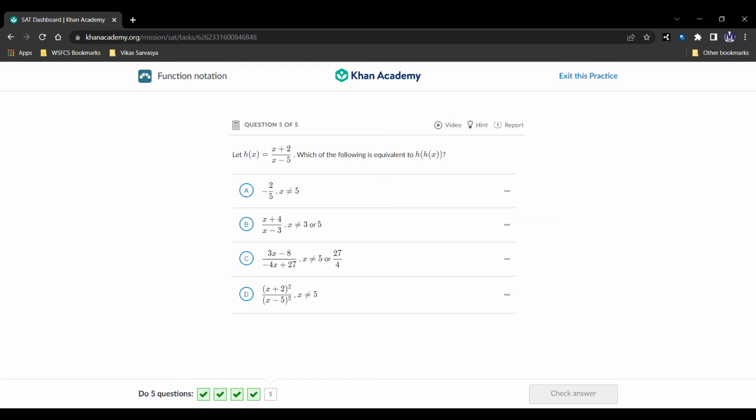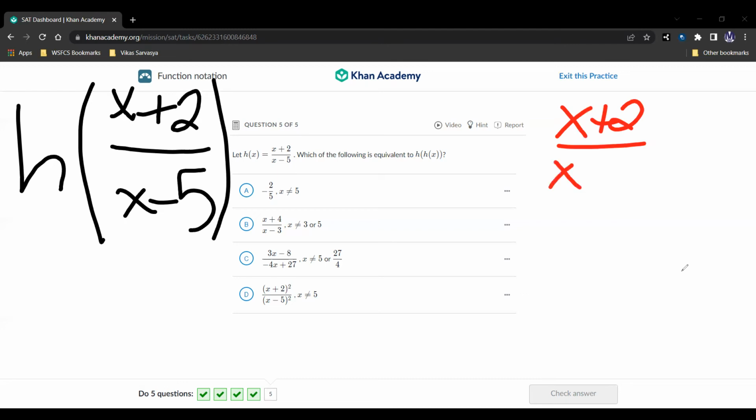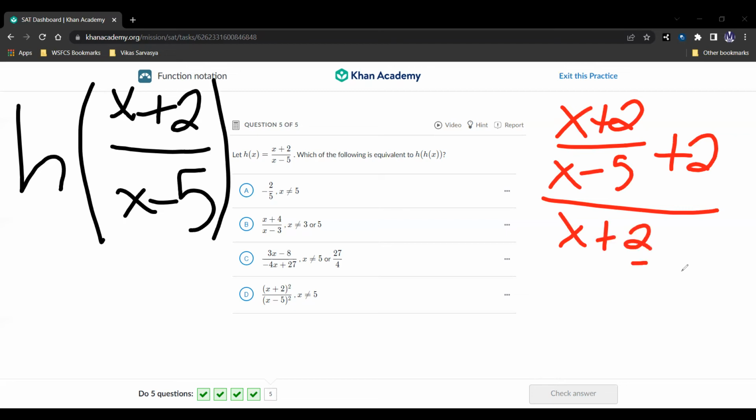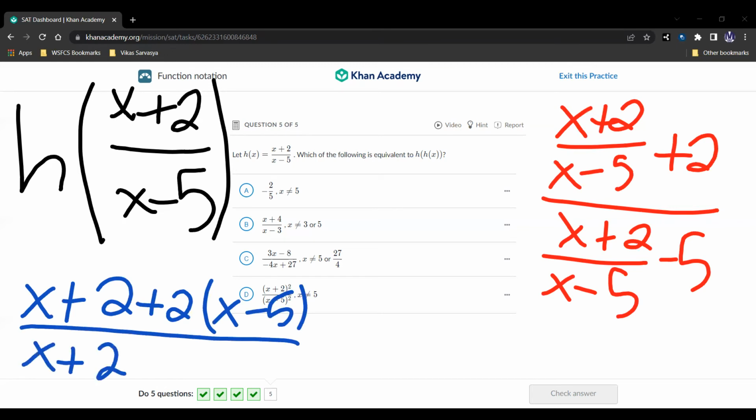So essentially we're going to be taking h of (x plus 2 over x minus 5). Right, that's essentially what we're going to be doing. I'm going to substitute that in for x in the other h of x. So we get (x plus 2 over x minus 5) plus 2 over (x plus 2 over x minus 5) minus 5. And we can multiply this whole thing by x minus 5. And what do we get? We get (x plus 2) plus 2(x minus 5) over (x plus 2) minus 5(x minus 5).